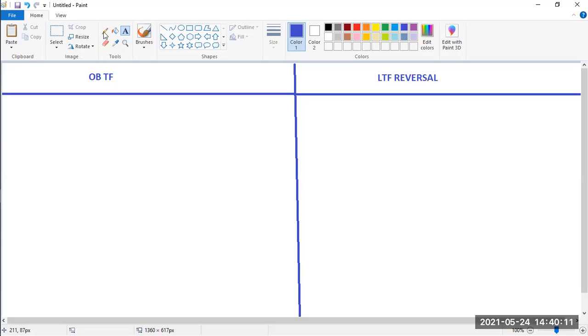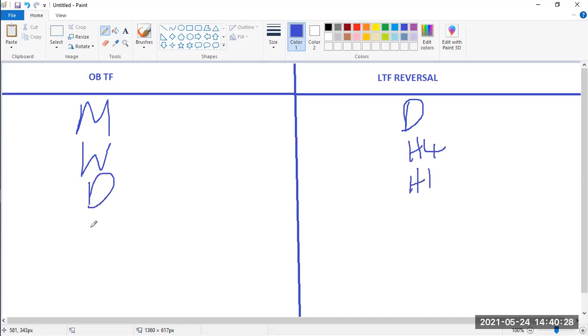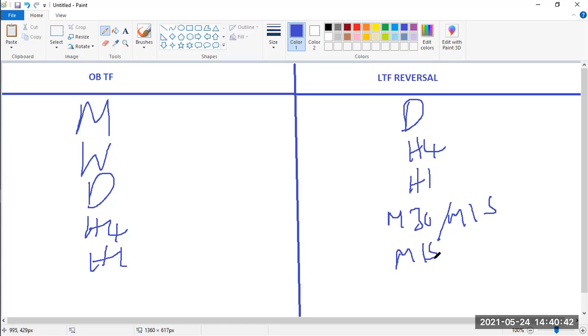You want to see a lower time frame reversal in the order block. Okay, so for example, for a monthly order block, you want to see a daily reversal, type 1 or type 2. For a weekly order block, you want to see an H4 reversal. For a daily order block, you want to see H1 reversal. For an H4 order block, you want to see M30 or M15 reversal. For H1, you want to see M15, that's the safer entry, or M5, that's the aggressive entry. For M15 order block, you want to see M1 reversal.